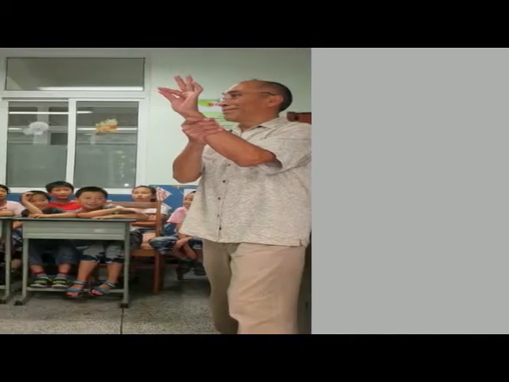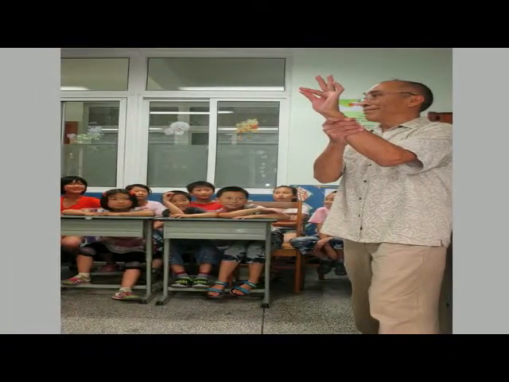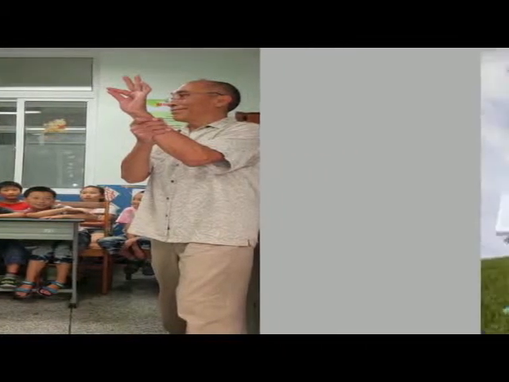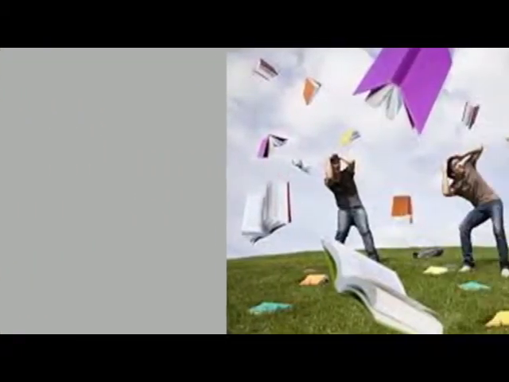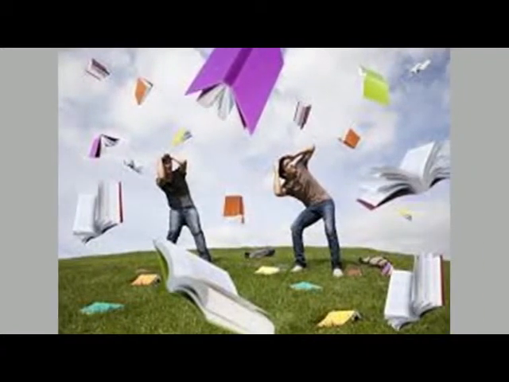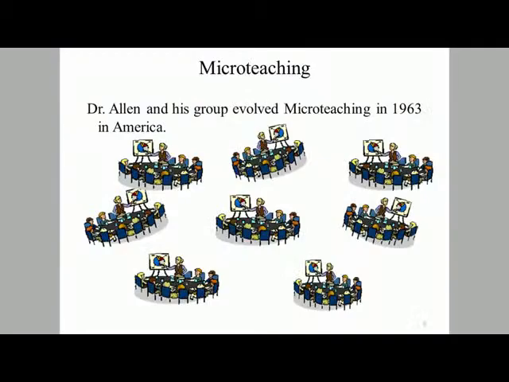So, a teacher's role is to be shifted from knowledge transmitter and content expert to facilitator of learning. Similarly, the student's role should be shifted from passive recipient of information and reproducing knowledge to desired behavioral changes. Hence, to make the classroom conducive for learning, Dr. Allen and his group evolved a special technique called micro-teaching in 1963 in America.